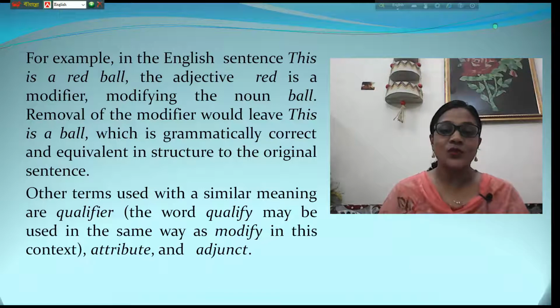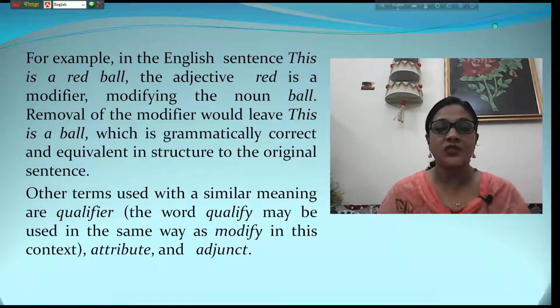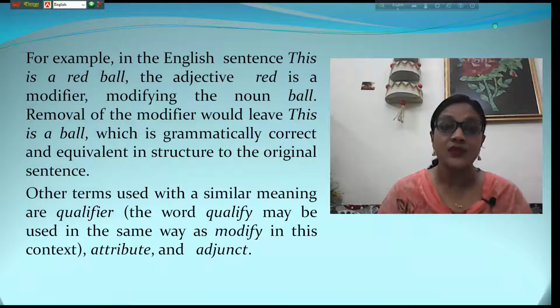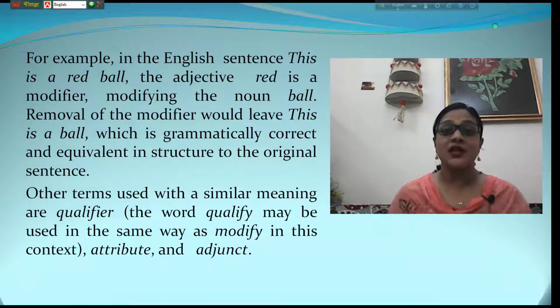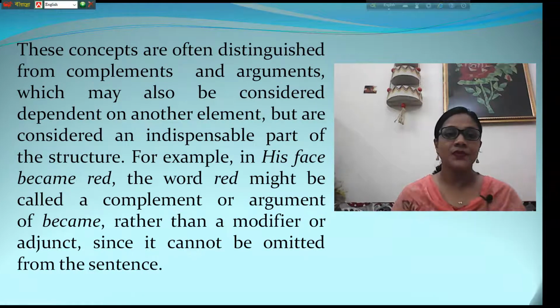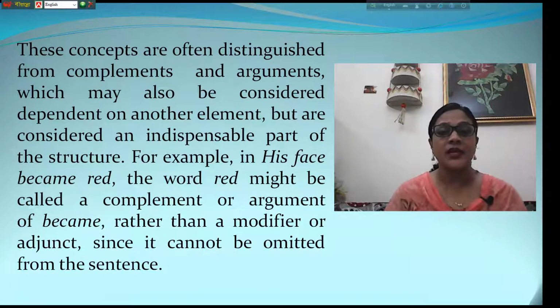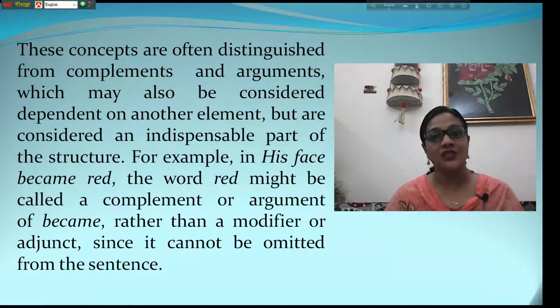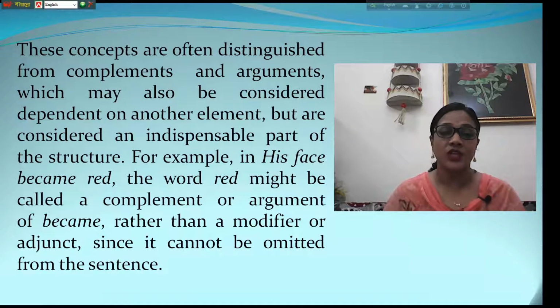Other terms used with a similar meaning are qualifier. The word qualify may be used in the same way as modify in this context. Attribute and adjunct. These concepts are often distinguished from complements and arguments, which may also be considered dependent on another element but are considered an indispensable part of the structure.